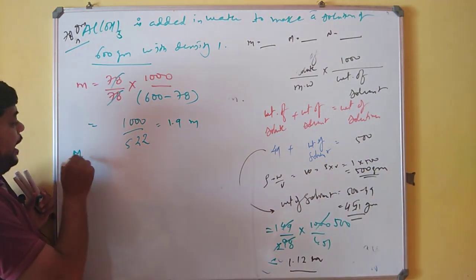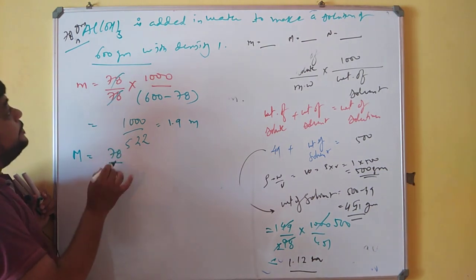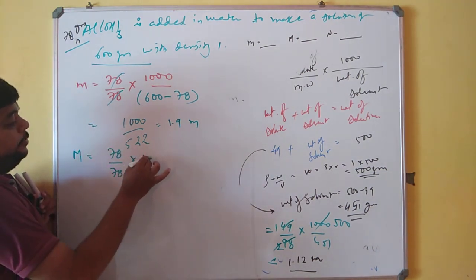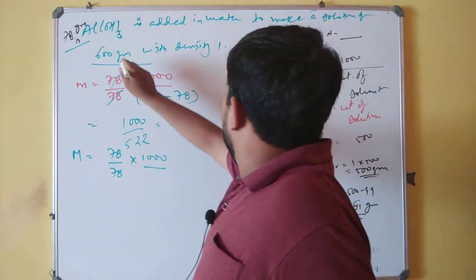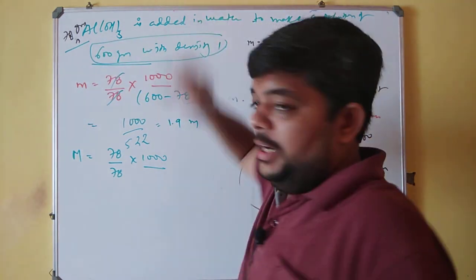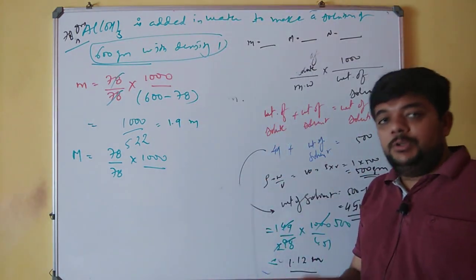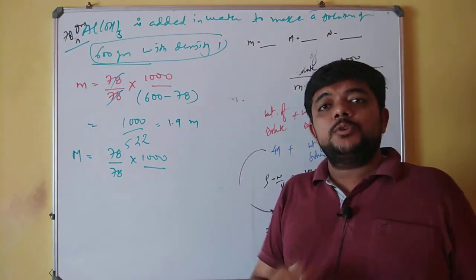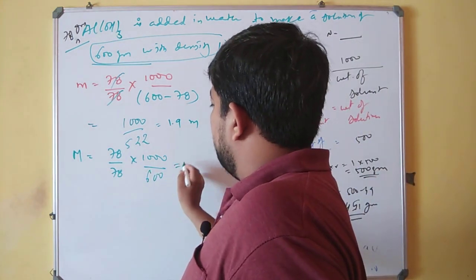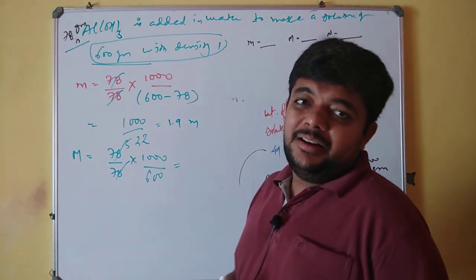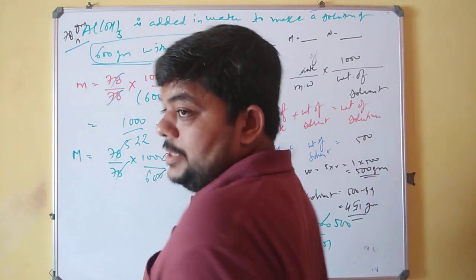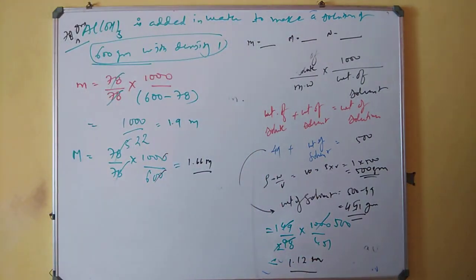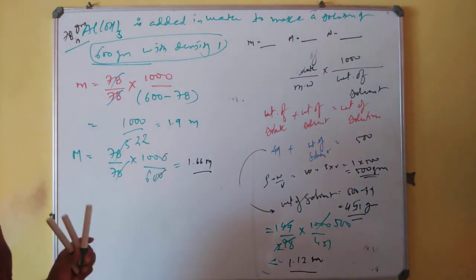Now for molarity, weight of solute is 78, molecular weight is 78, into 1000, but now comes volume of solution. Over here you are given weight of solution, but the density is 1, and I have clearly mentioned in the two previous videos that whenever density is 1, weight is always equal to volume. So it is very easy over here: 1000 divided by 600, and the answer will be 1.66 molar. 1.66 recurring, you will get a long line of 6s repeating on your calculator.